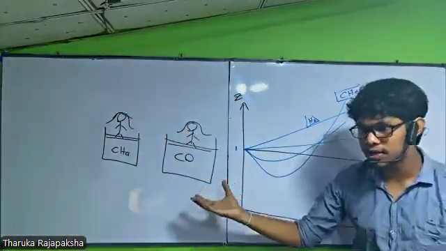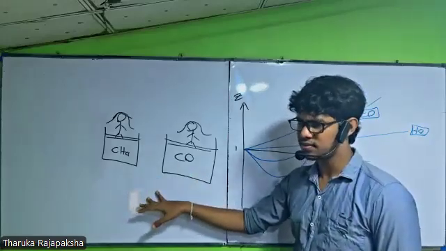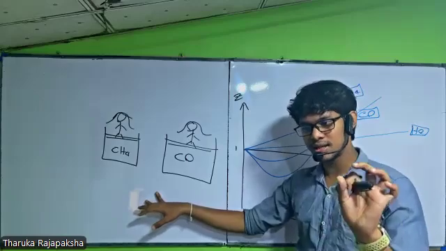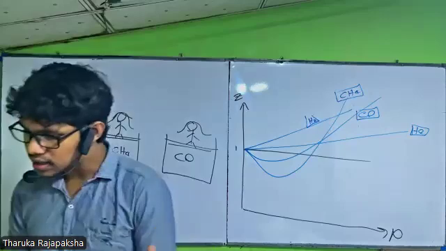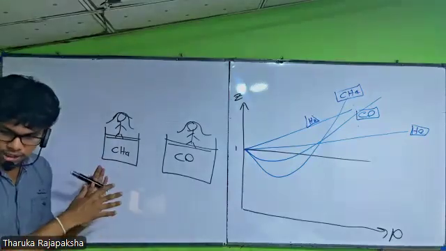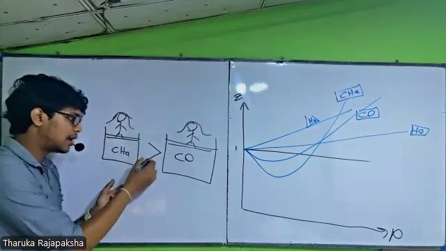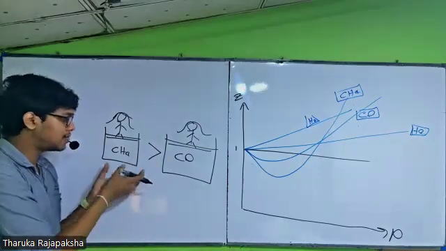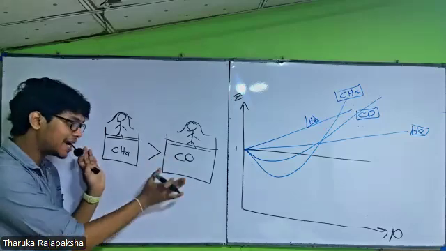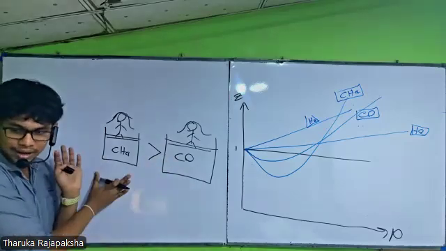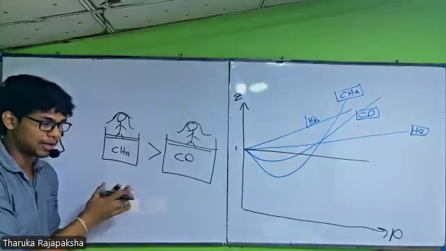Higher boiling point means what? Larger attractive forces, right? CH4 has larger attractive forces. That does not mean its hydrogen bonds are strong, people. Even though carbon monoxide has a dipole, CH4's London forces are stronger than that. That is why it has a larger boiling point.